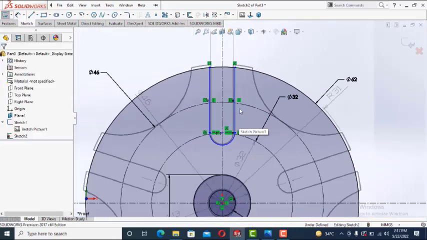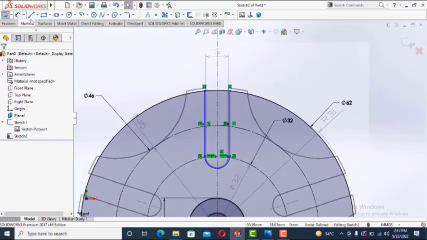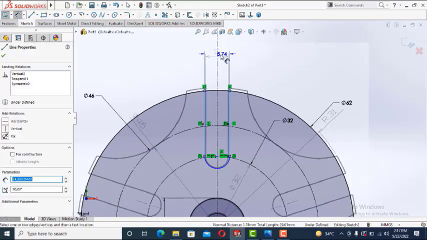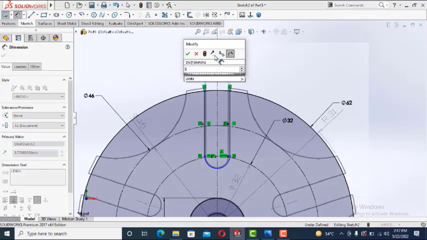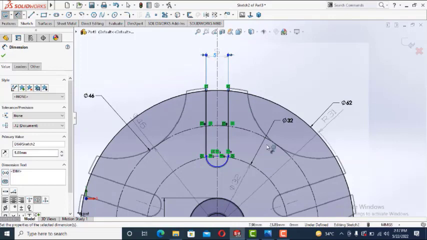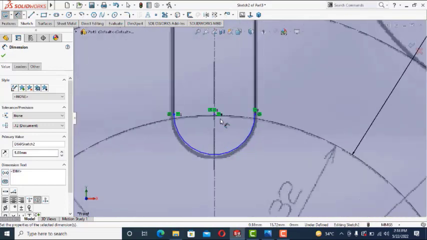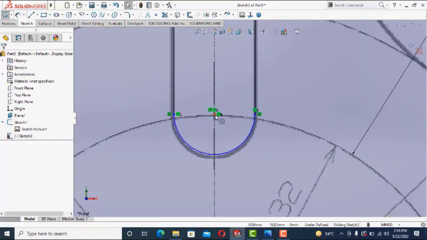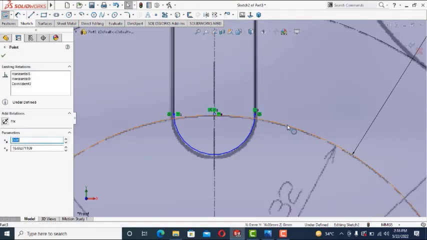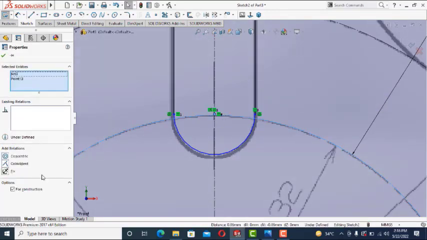Now dimension. The dimension is 5 between these two lines. Dimension is 5. And the center of the circle is on this circle. Make coincident.